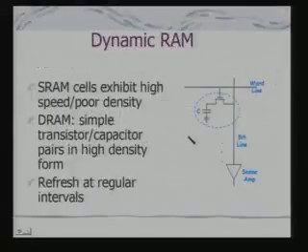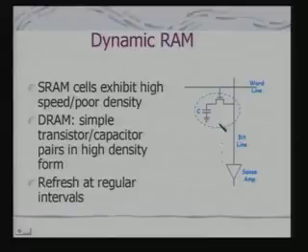Next, we look at dynamic RAM. SRAM cells exhibit high speed but poor density. So DRAMs are expected to have high density. Why high density? Because they are actually using a simple MOS capacitance to store data. In fact, the charge stored in the MOS capacitance would be indicative of the data that is being stored there. So a simple transistor capacitor pair, that's what we have shown here, and this is the basic structure of the cell. So you find that this is much less space consuming.